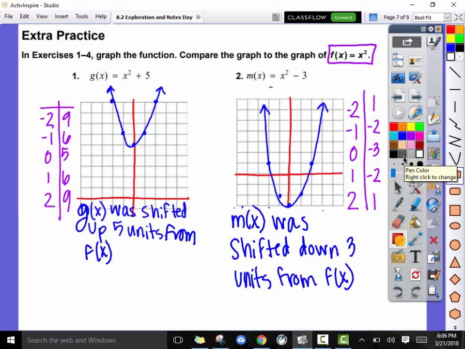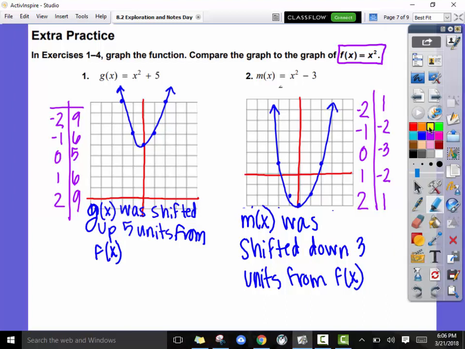Okay, number 1, your graph should look like this. To compare g of x to f of x, we can see that in the equation, this plus 5 caused the graph to shift up 5 units from f of x. Looking at number 2, m of x should look like this. We can see that this minus 3 caused the graph to shift down 3 units, which is why the y-intercept is down here.